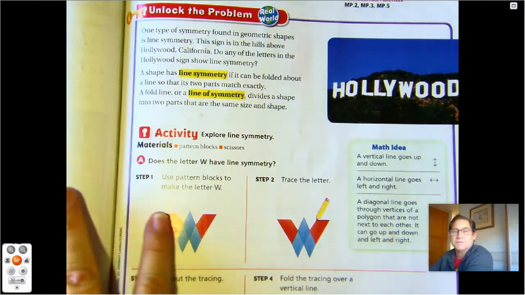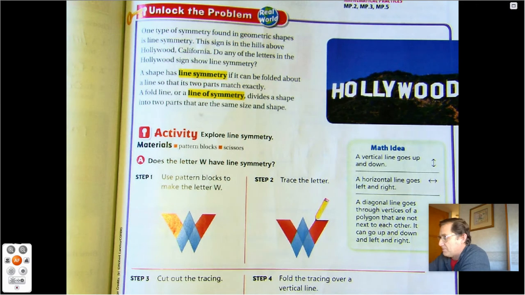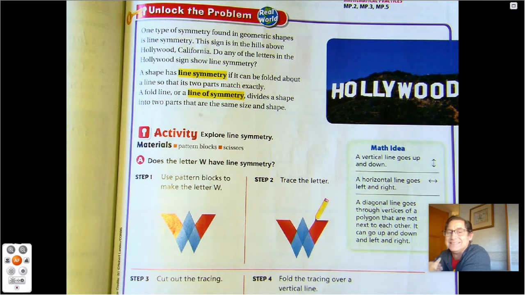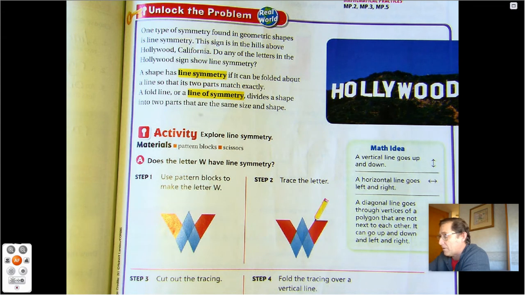So one type of symmetry found in geometric shapes is line symmetry. This sign is in the hills above Hollywood, California. Do any of the letters in the Hollywood sign show line symmetry? Well, what is line symmetry? A shape has line symmetry if it can be folded about a line so that its two parts match exactly.